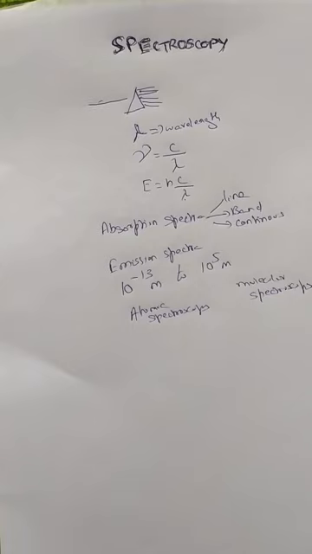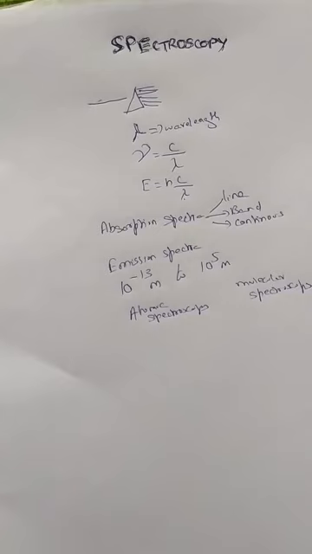EMR consists of visible radiation, IR, UV, a spectrum you might have studied in your 12th, starting from gamma radiation to radio waves. Dividing the spectra in terms of atoms and molecules, there is atomic spectroscopy, given by the atom. We are going to study atomic spectroscopy in AAS, atomic absorption spectroscopy. In flame emission spectroscopy, we are going to talk about the emission of radiation from atoms, basically sodium and potassium.